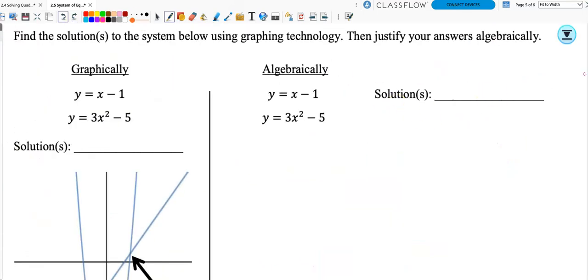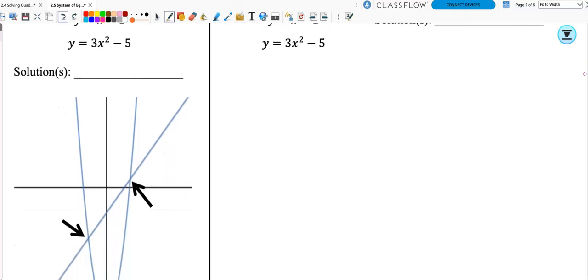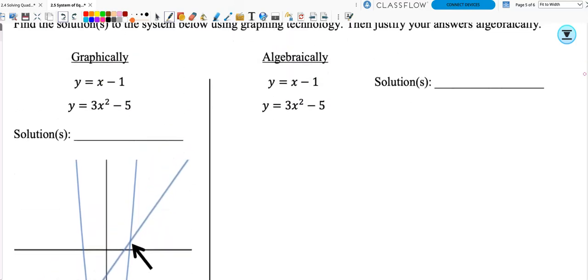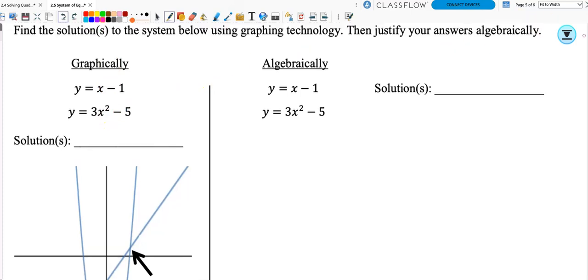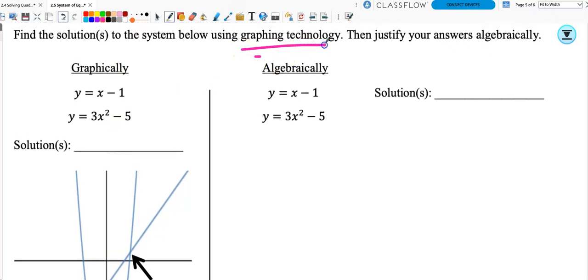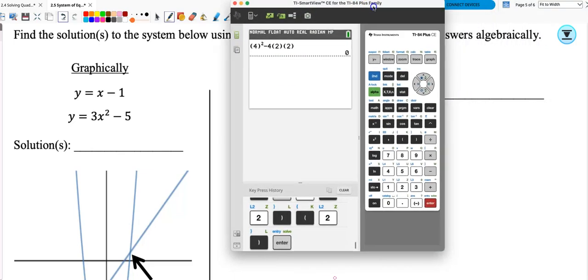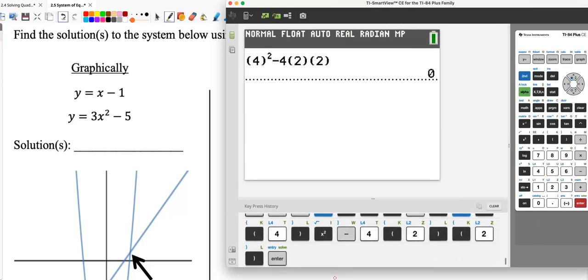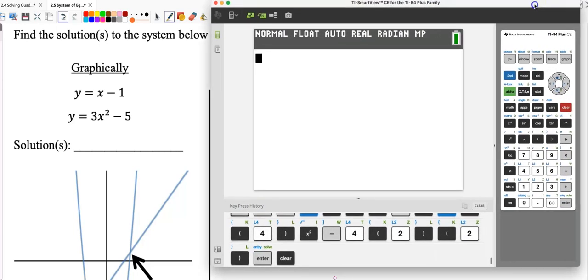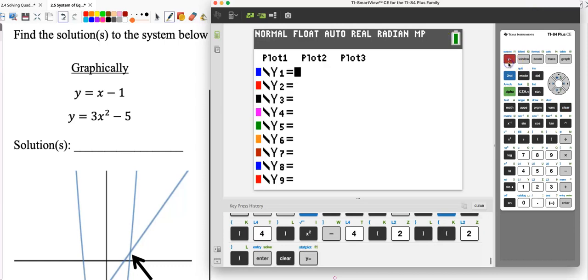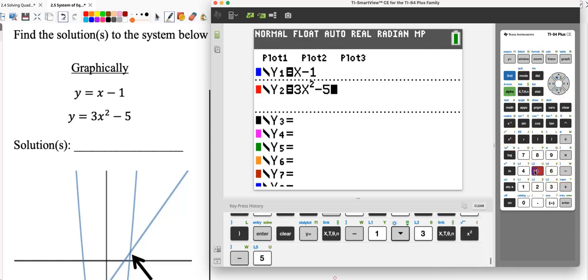Okay? So your calculator might not have perfect numbers like this graph. But I have 2 equations and I need to graph them using technology. So let's go to our calculator and I'm going to graph these in y equals. Important step if you thought everything I just did was way too much. So go to y equals. Type in the first one, x minus 1. Type in the second one, 3x squared minus 5.